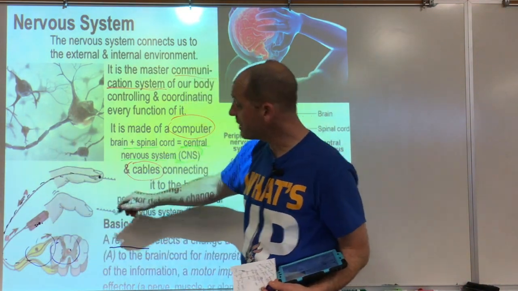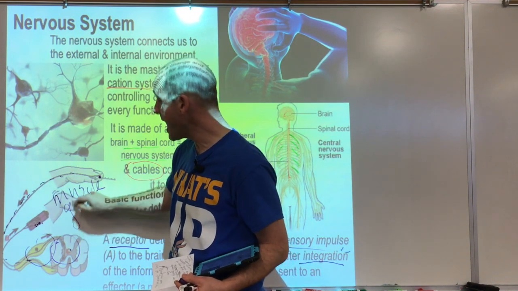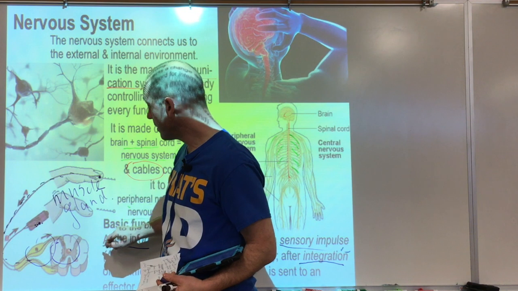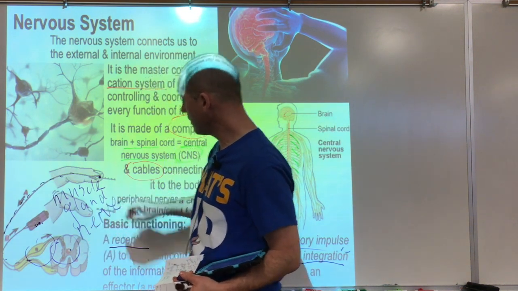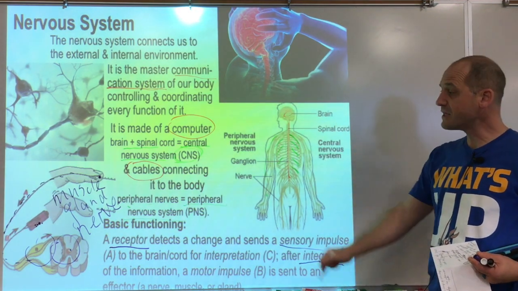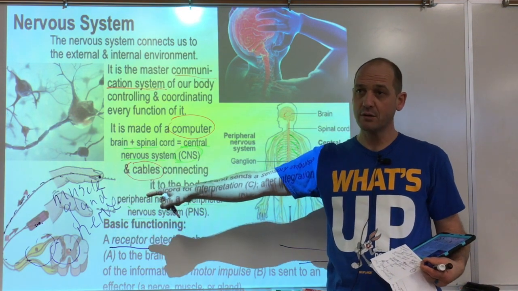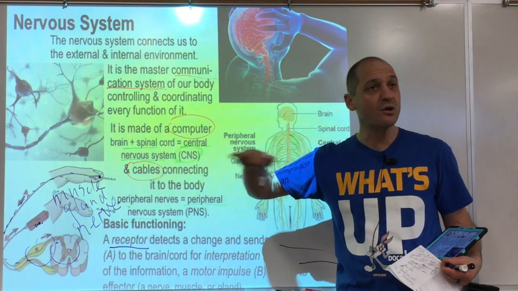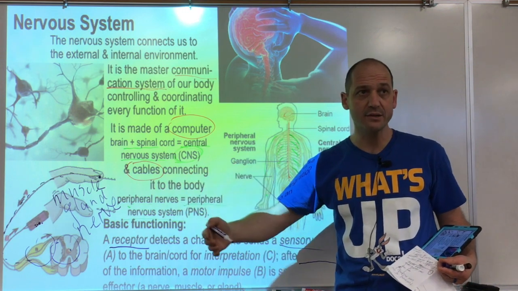The effector can be a muscle, but also a gland, and definitely another nerve, the recipient of the message. So that's important because that tells us that nerves only communicate and connect to other nerves, to muscles, or to glands.